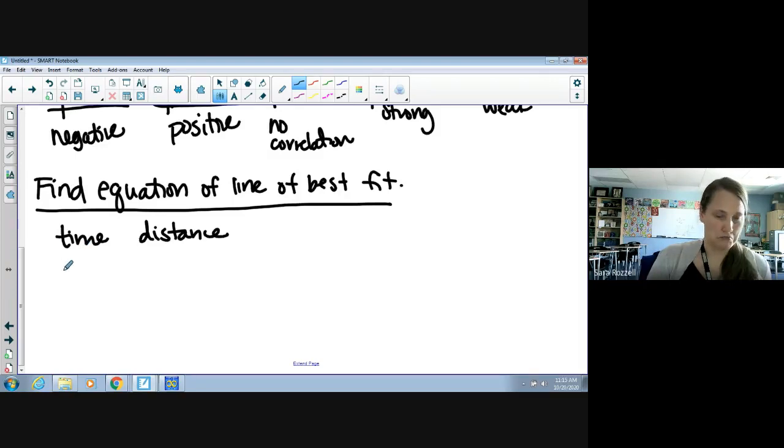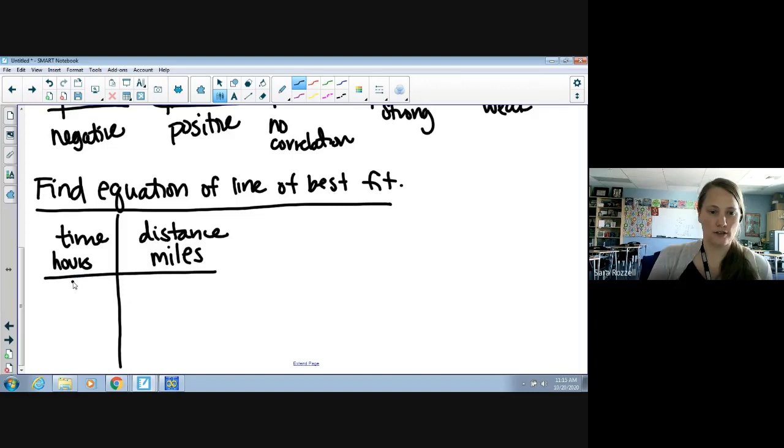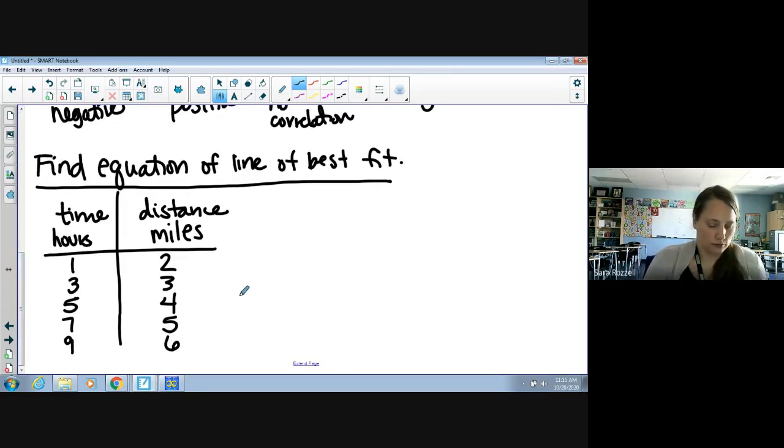We'll do time in hours and distance in miles. You always want to know your units because that's going to help you out with the other stuff. So let's say we had 1 hour for 2 miles, 3 hours for 3 miles, 5 hours, 4 miles, 7 hours, 5 miles, and 9 hours, 6 miles. So we're going to plot our scatter plot, sketch our line of best fit, and then we'll be able to figure out a best line for that.